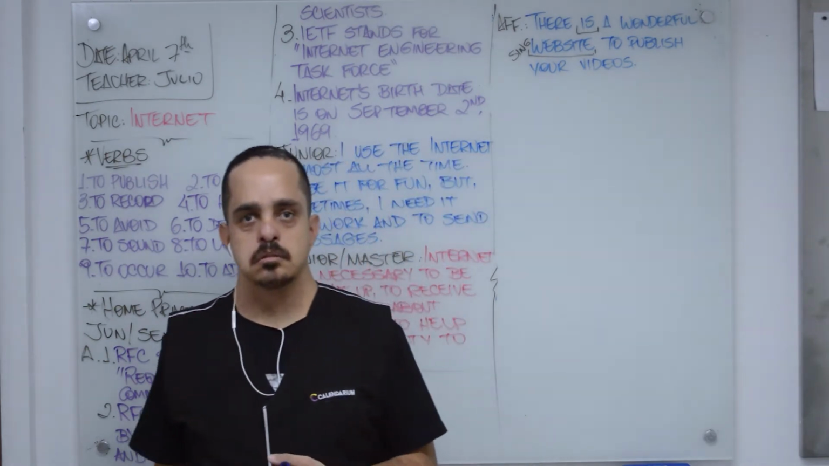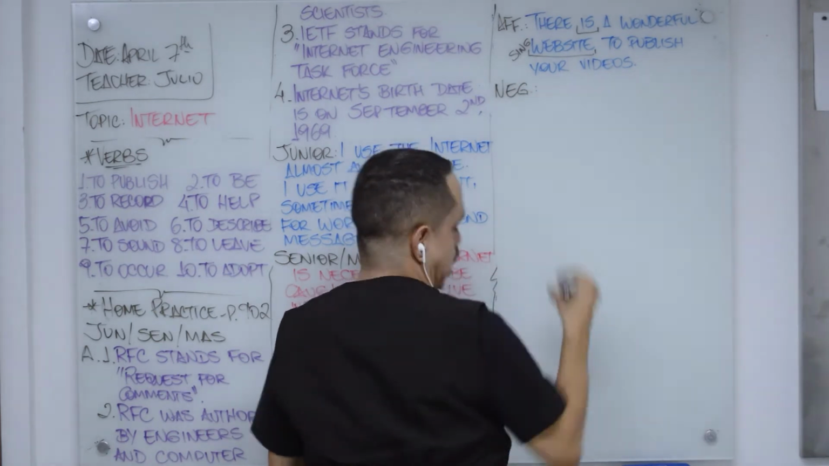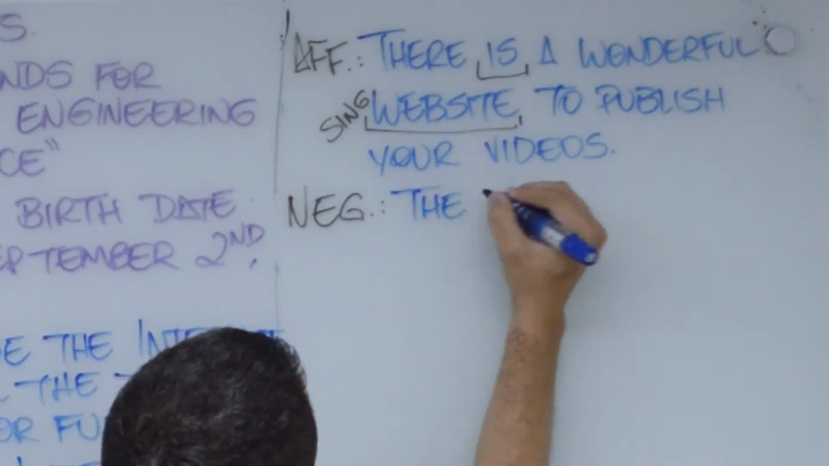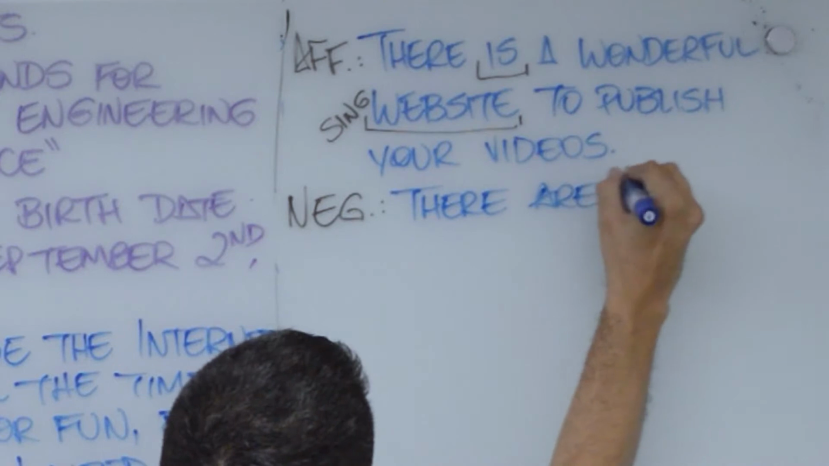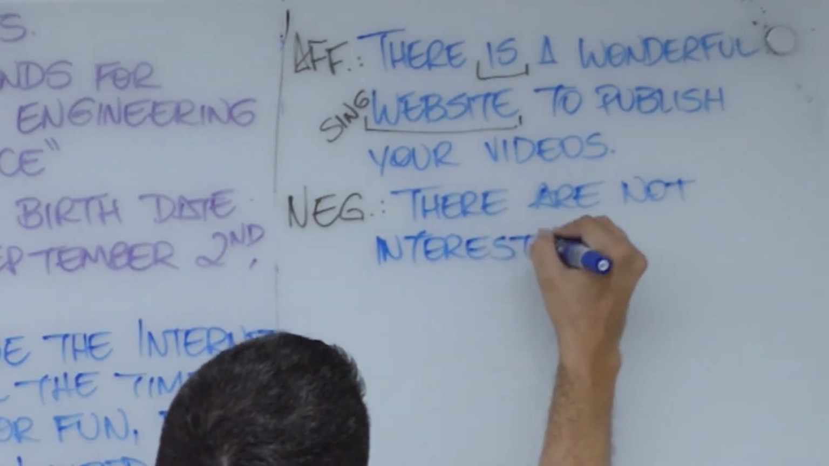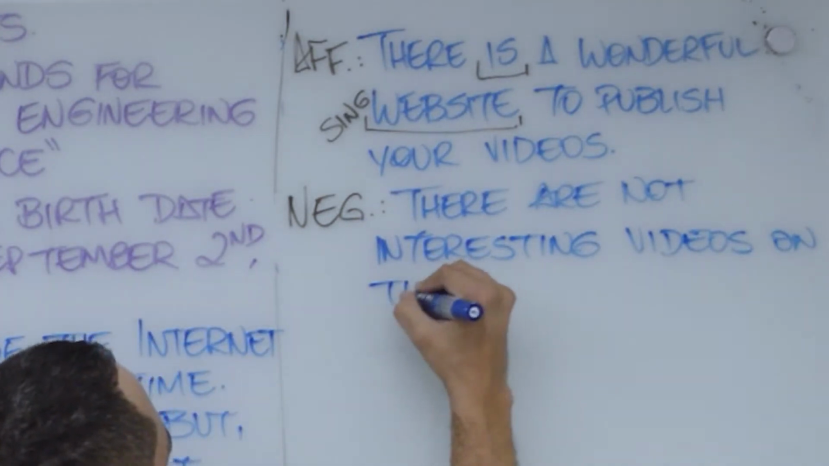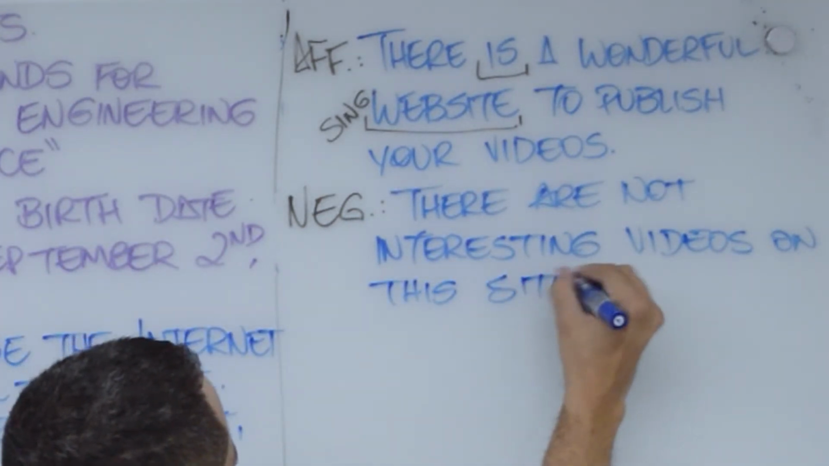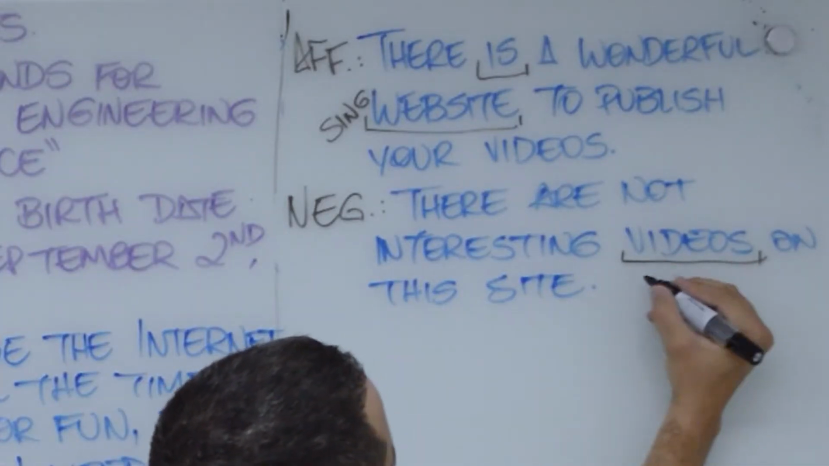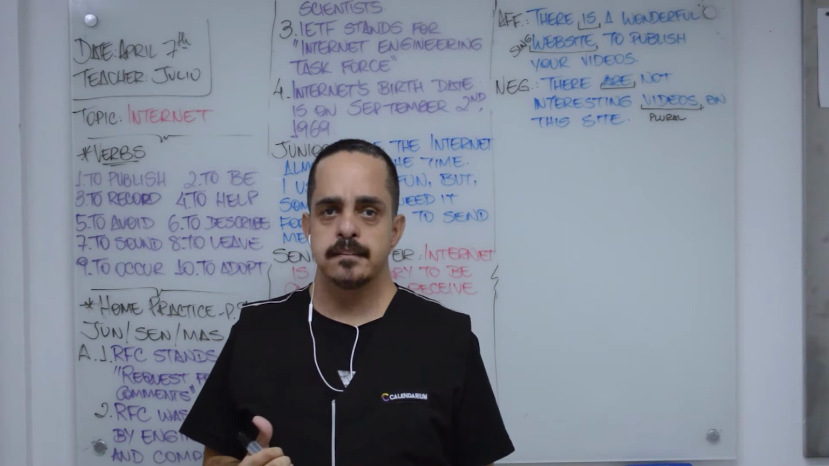There are plural. Good? In the negative form, I would say the following. There aren't interesting videos on this site. For example, you see, I'm talking about videos, plural. So, there are. Okay?